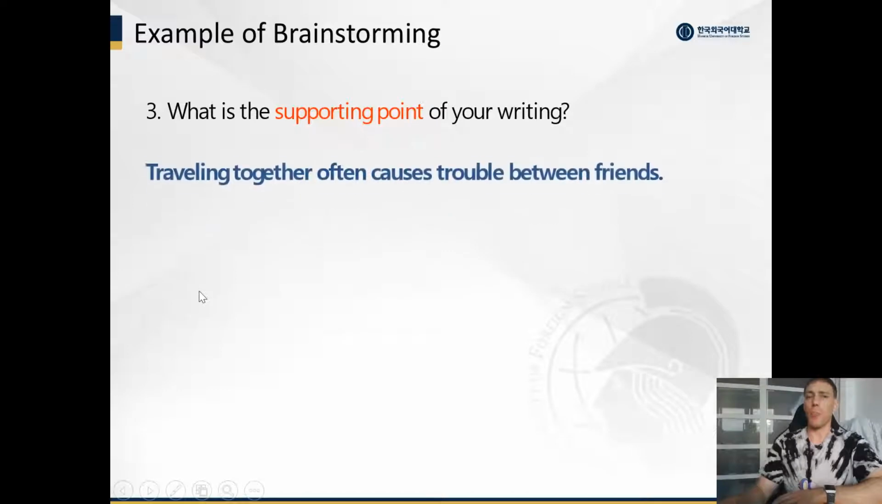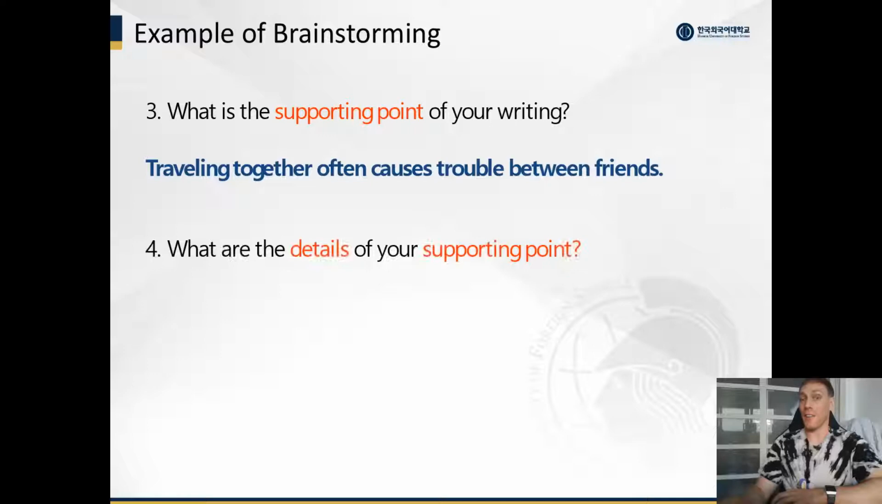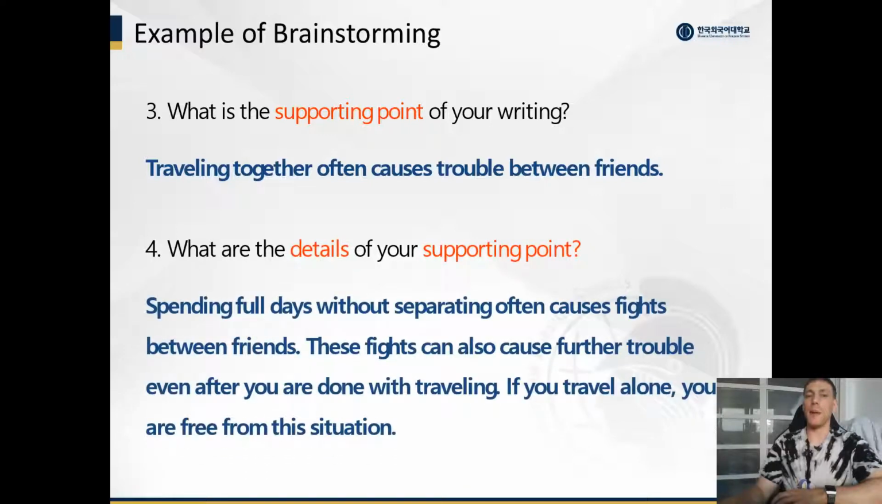The next one. Traveling together often causes trouble between friends. So you can fall out and fight, right? For example, spending full days without separating often causes fights between friends. These fights can also cause further trouble in the future after you're done with traveling. If you travel alone, you are free from this situation.